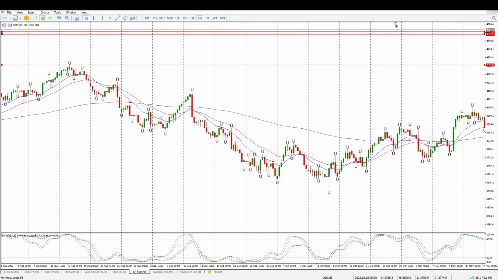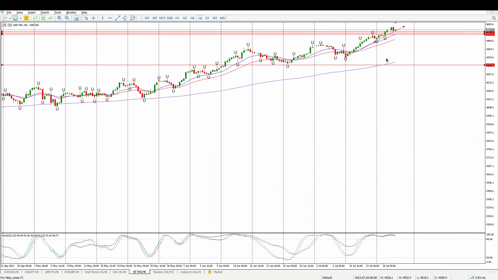This previous major swing high, you can see how far away that is. And then you have these levels here. So for as long as we are respecting this trend line, we should be looking for opportunities to buy.